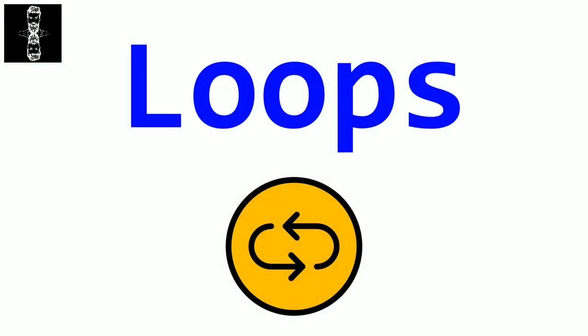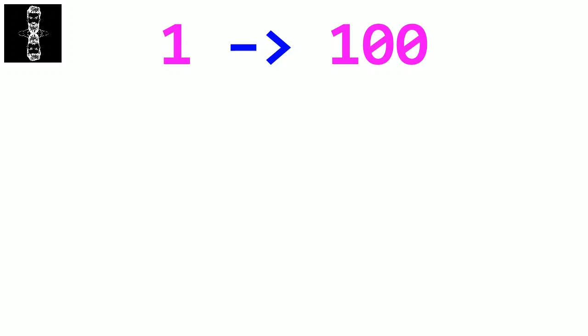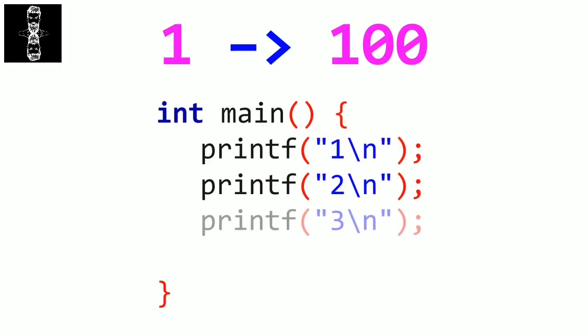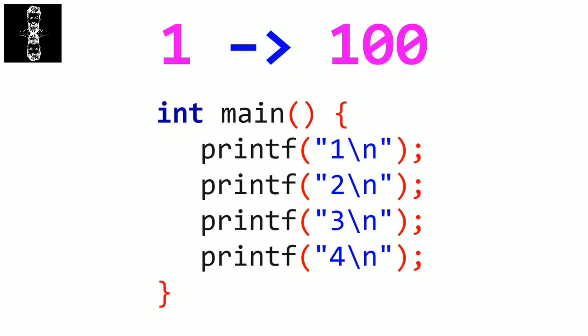New chapter, loops. Imagine that you had to print numbers from 1 to 100. Imagine if you had to write print 1, print 2, print 3, print 4 until you write 100. It would be really horrible. This is why we need loops to repeat an action.